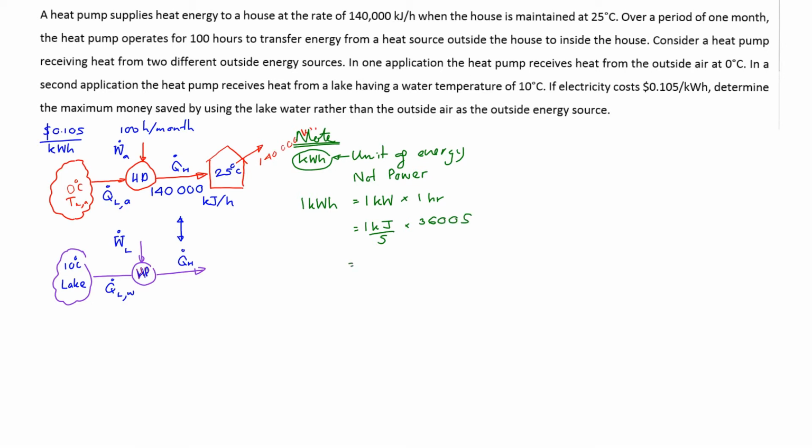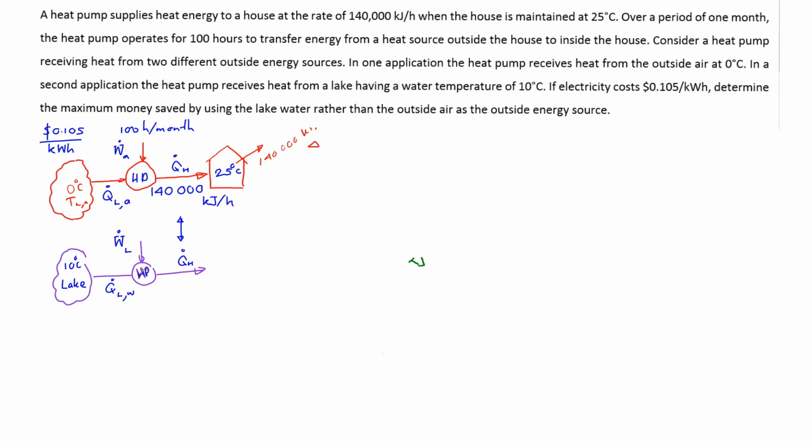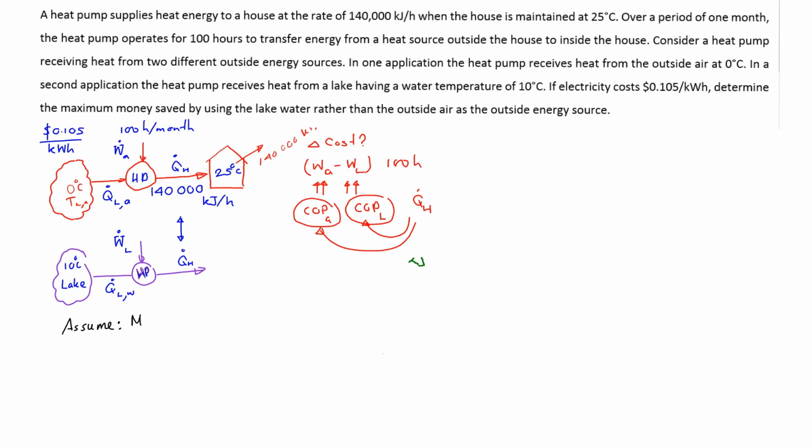The easiest way to find the cost is going to be finding the difference between the electrical energies that we need in these two cases and multiplying that value by 100 hours. Even though our QH value is the same for both cases, because we have different coefficients of performance for these two heat pumps, our WL and WA values are going to be different. In this case, we don't have any other indication to calculate the coefficient of performance. On top of that, we have to calculate the maximum money saved.